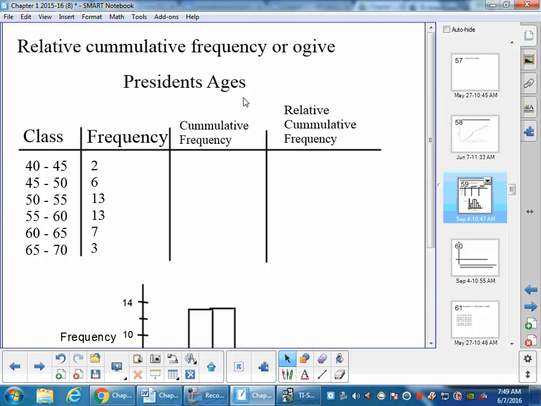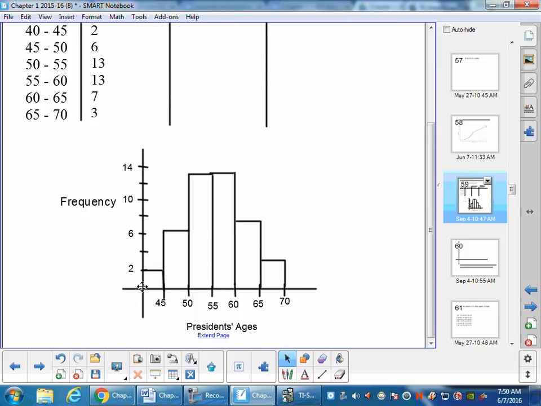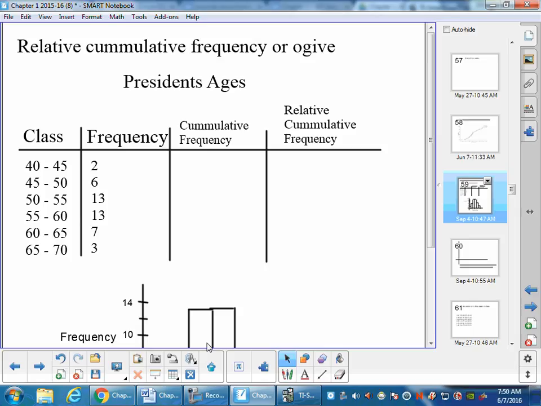Now, what we do with that is we're going to use the same data set that we used before for president's ages. So for president's ages, for a histogram, we just needed this. For an ogive, we need cumulative frequency and relative cumulative frequency. Relative just means the percentage. So cumulative means we're adding up from the bottom. So this first blank is pretty easy. It's just 2.